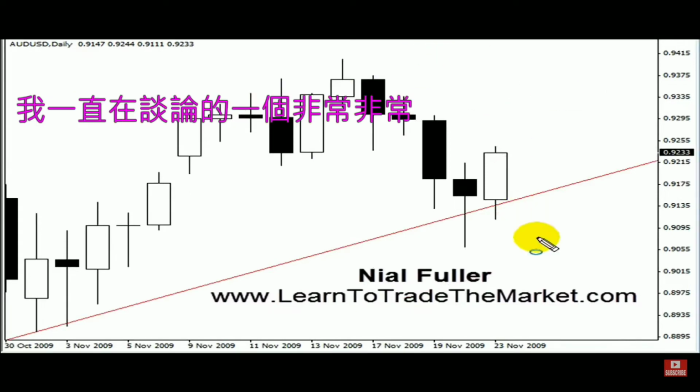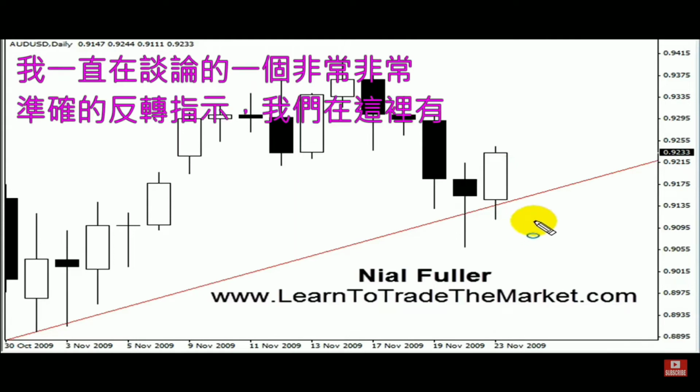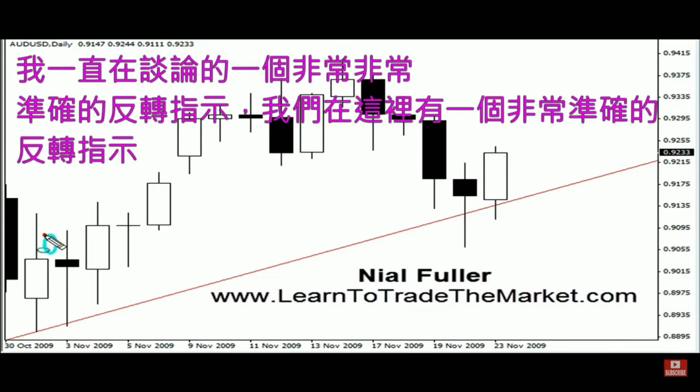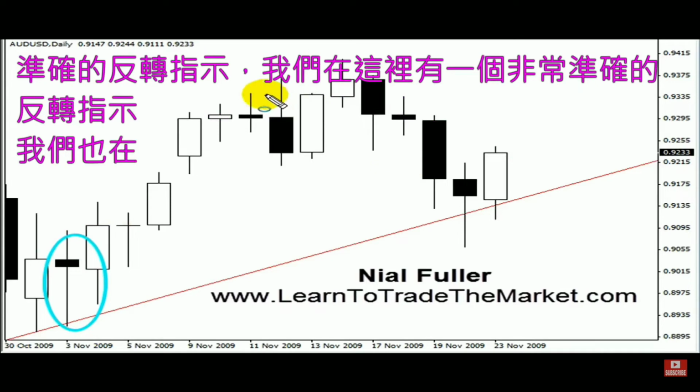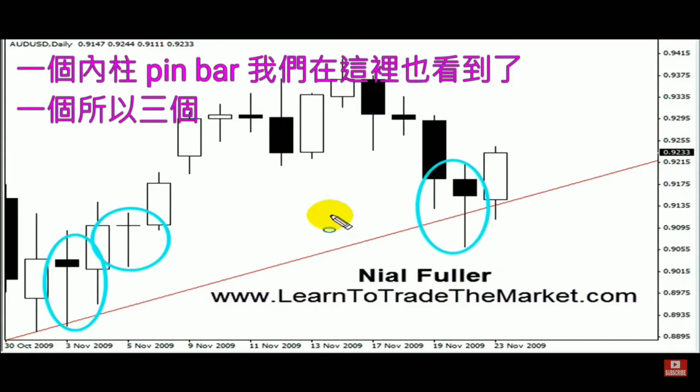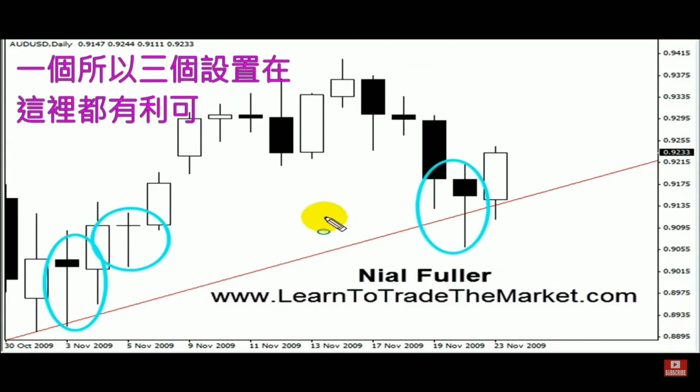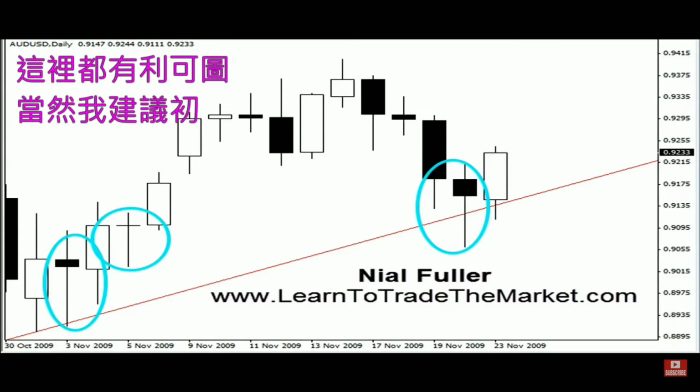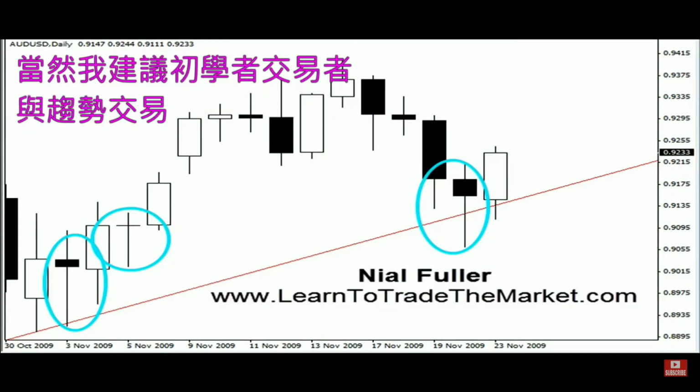It's a very accurate reversal indication. We had one here, and we've also seen one in here. It was an inside bar, pin bar, and we've also seen one here. So 3 setups have been profitable here, all with the trend of course. I advise beginner traders to trade with the trend only.